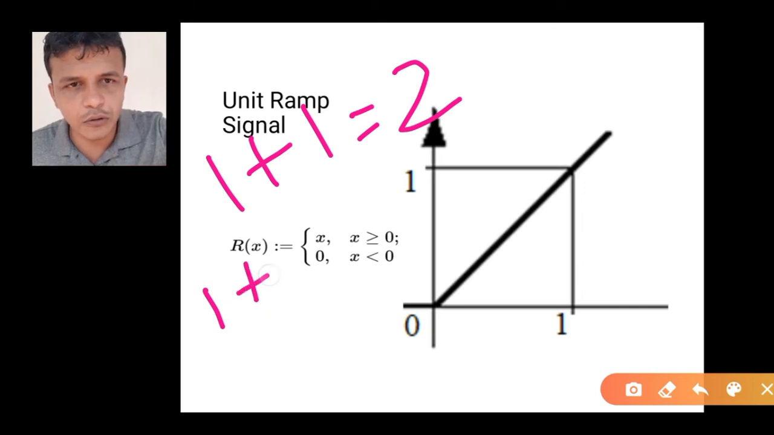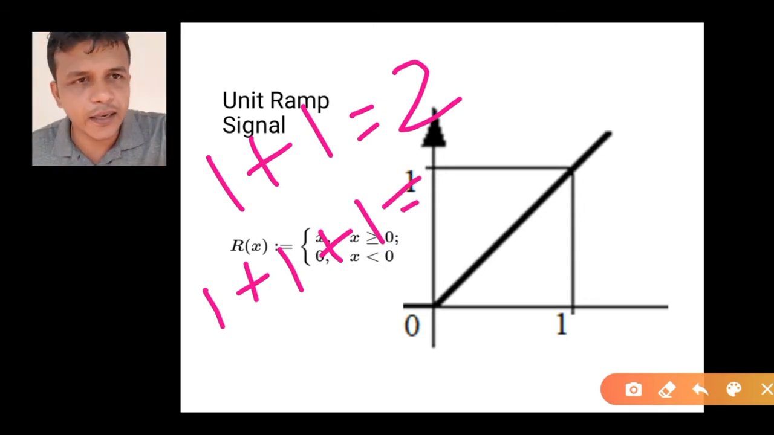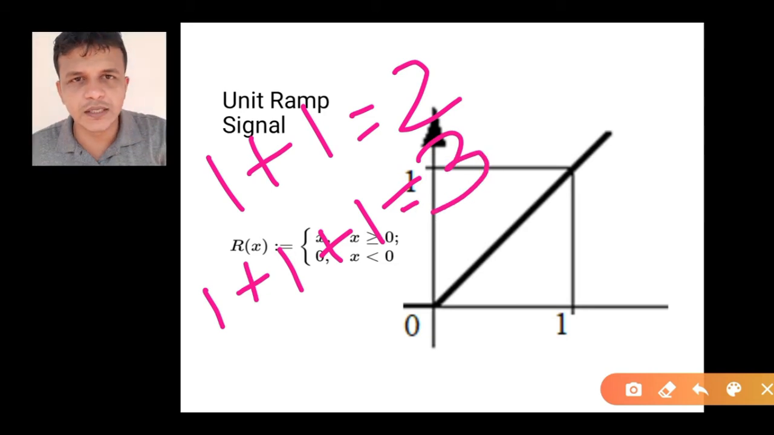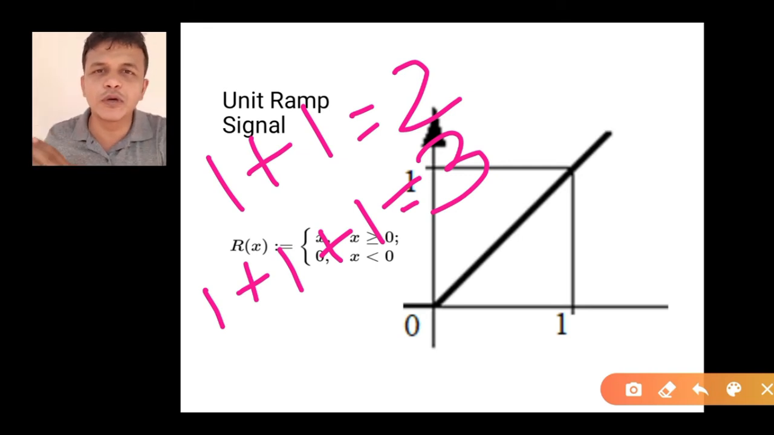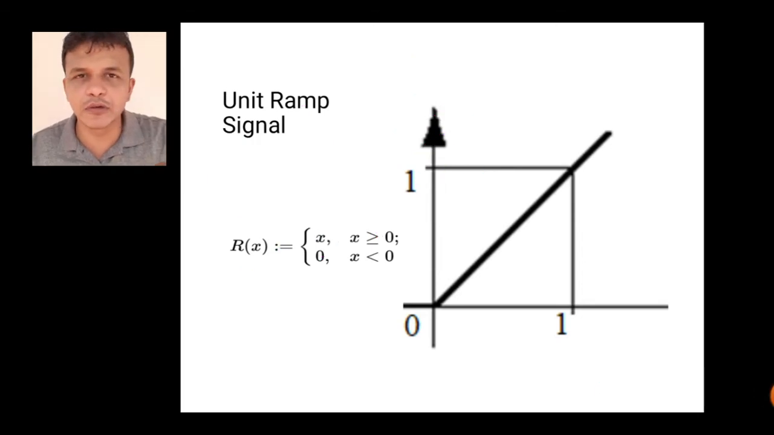Then for unit step signal at t equal to 1, the amplitude is 1; at t equal to 2, the amplitude is 1; at t equal to 3, the amplitude is 1. Again, all the things are added together, and in unit ramp signal at t equal to 3, the amplitude is 3. Similarly, at t equal to 4, the amplitude is 4 for unit ramp signal, which means all the previous amplitudes of unit step signal are added to reach this. So for a discrete signal this is okay, but we cannot use the same notation for a continuous signal.